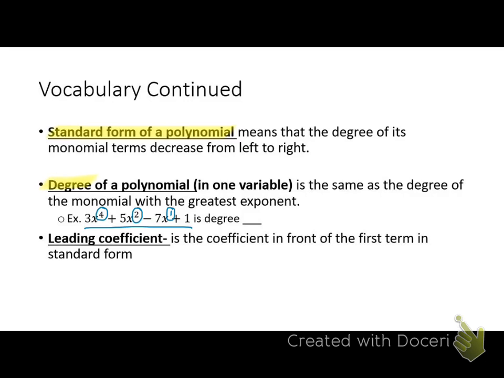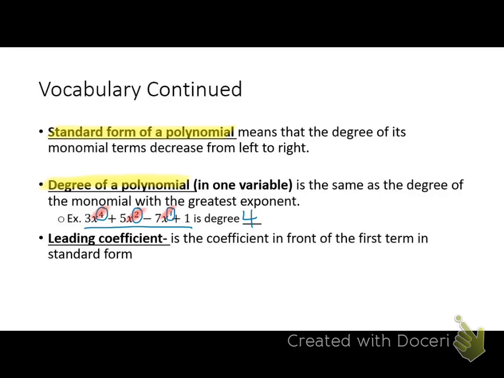So the degree of the polynomial is going to be the degree of the highest term out of all of them, okay? So for this one particularly, we have a 4, 2, 1, and a 0. Which one of those numbers is higher? That would be 4. So 4 is the degree of this example.